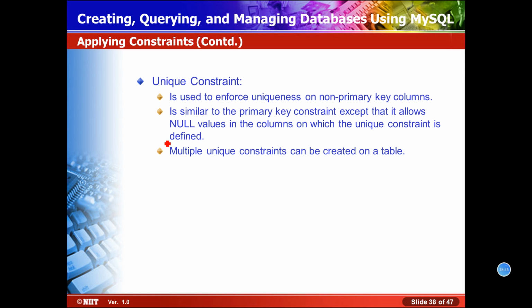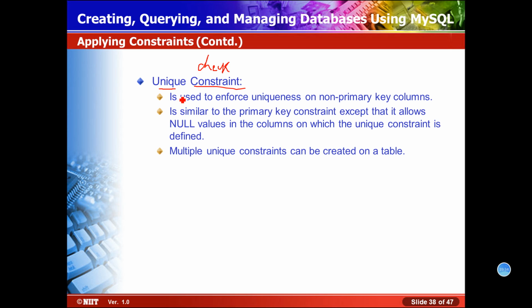The next type of constraint is the check or condition. Check is unique constraint. Okay, it is used to enforce uniqueness on a non-primary key column. So let's say that there is a column, and that column is not a primary key, but you don't want to repeat the value of that column. So how can we do that? We can do that by using unique constraint.